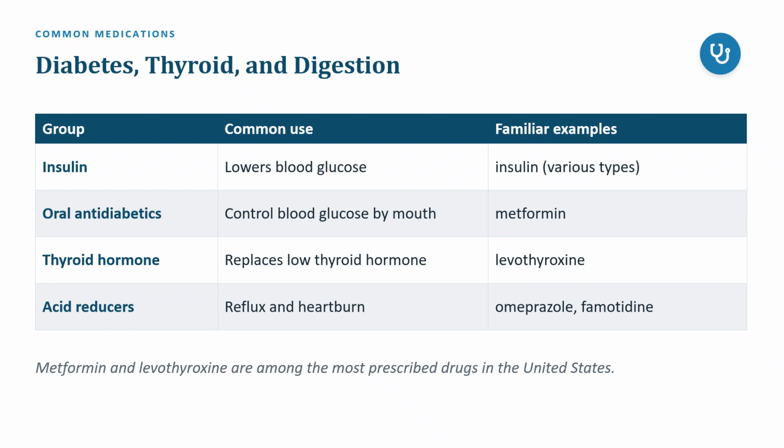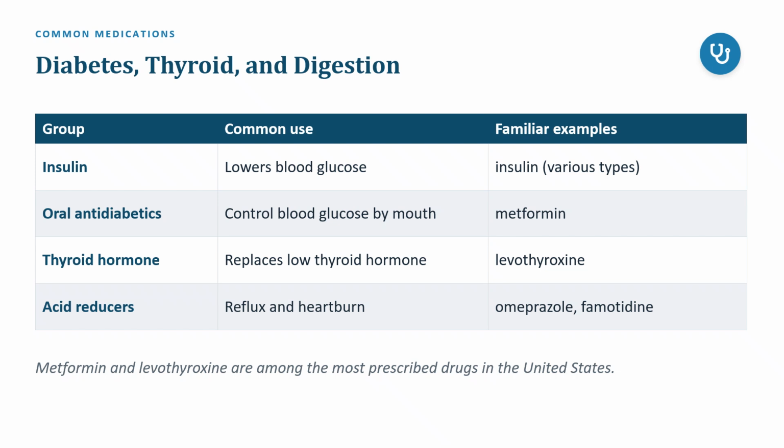It's worth pausing on the note at the bottom of the slide. Metformin and levothyroxine are among the most prescribed medications in the entire United States, so you will encounter them again and again, and recognizing them instantly is genuinely useful. Finally, acid reducers treat reflux and heartburn. This includes the proton pump inhibitors such as omeprazole, recognizable by the azole ending we discussed earlier, and other reducers such as famotidine. Many patients also buy these over the counter, which connects back to lecture 4, so always ask what a patient takes on their own.